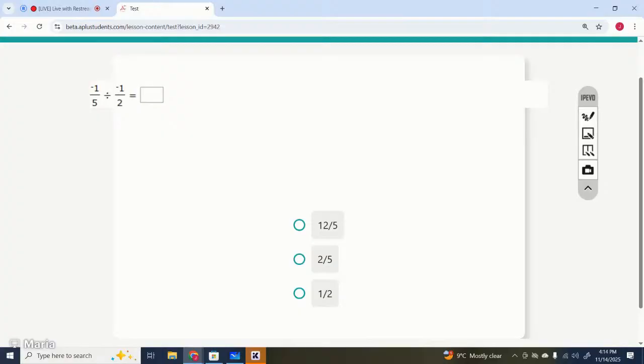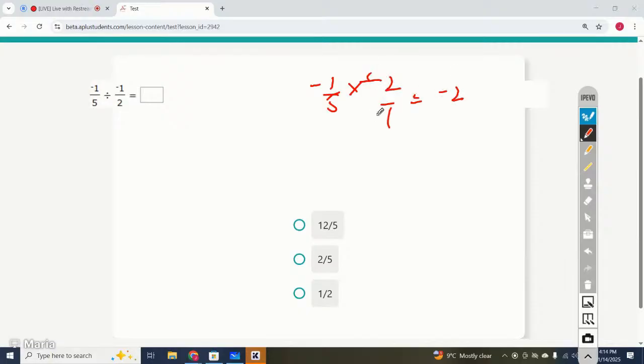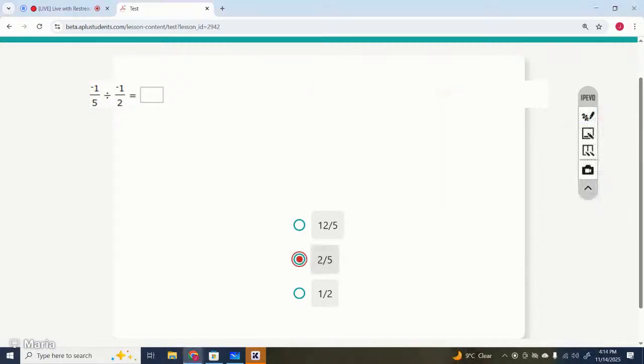Negative 1 by 5 divided by negative 1 by 2. Replace the division sign with multiplication and take the reciprocal of the term after, right? So you can multiply the numerators. 2 times 1 is 2 and 5 times 1 is 5. So that is 2 by 5. Option number 1 is the correct option, that is 2 by 5.